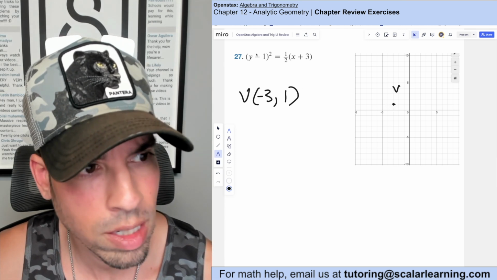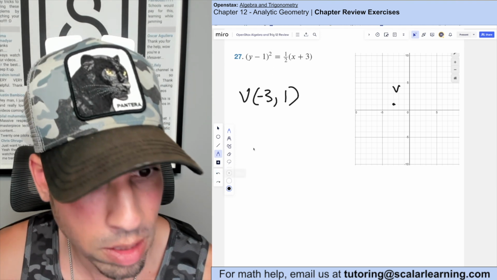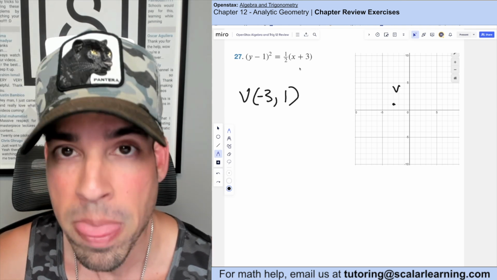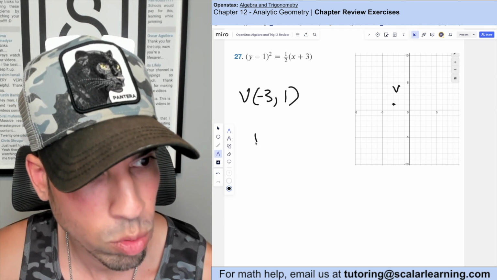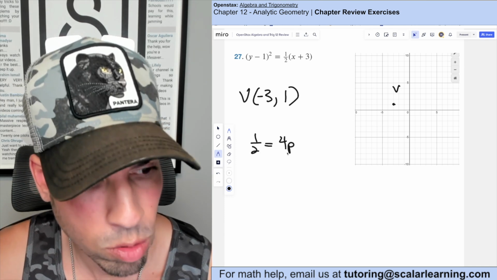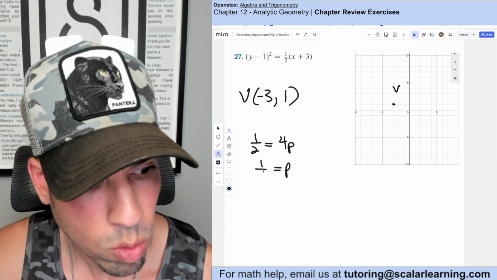And then we see that it's the y value squared. So when the y value is squared and this is positive, it means it's opening to the right. So it's going to roughly look like that. Now, to figure out where the directrix and the focus is, I need to set this equal to 4p. Okay, so in this format, 4p is equal to 1/2. If I divide both sides by 4, I've got p is equal to 1/8.